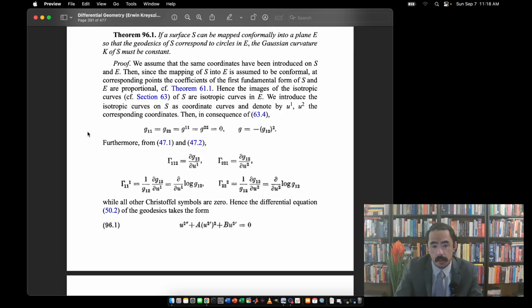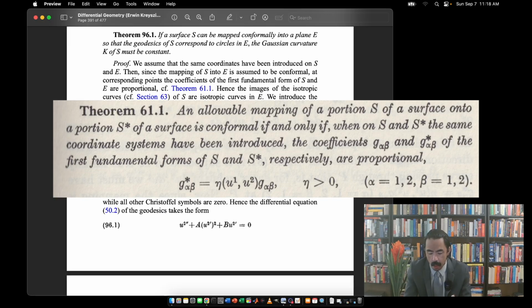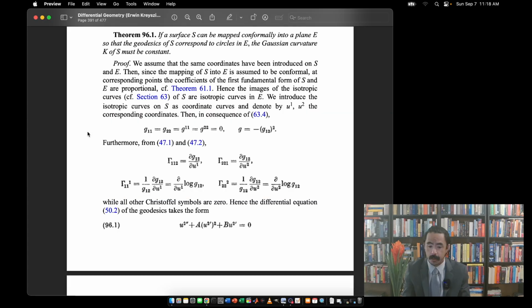This is due to theorem 61.1, which states: an allowable mapping of a portion S of a surface onto a portion S star of a surface is conformal if and only if, when on S and S star the same coordinate systems have been introduced, the coefficients g sub alpha beta and g star sub alpha beta, for alpha equal 1 and 2 and beta equal 1 and 2, of the first fundamental forms of S and S star respectively are proportional, namely g star sub alpha beta is equal to a function eta, say, which is positive non-zero in terms of u1 and u2, times g sub alpha beta. Hence, the images of the isotropic curves of S, refer back to section 63 to brush up on what isotropic curves are all about, are isotropic curves in the plane E.